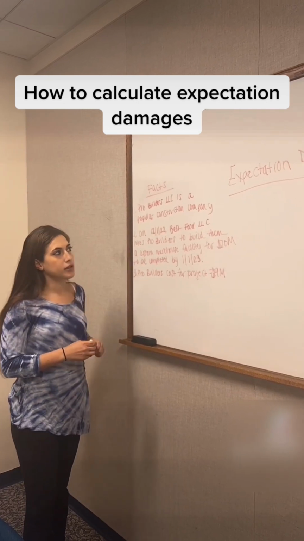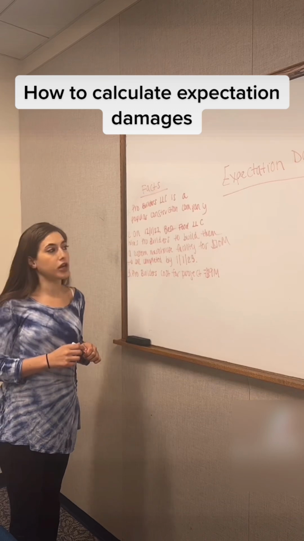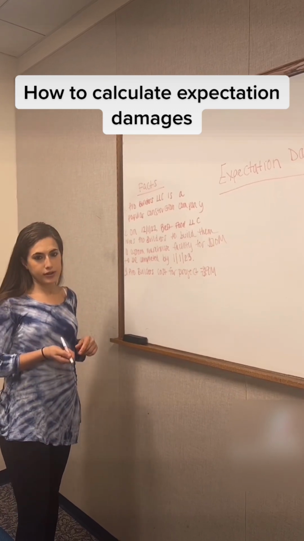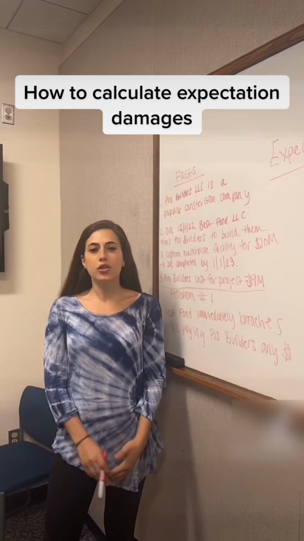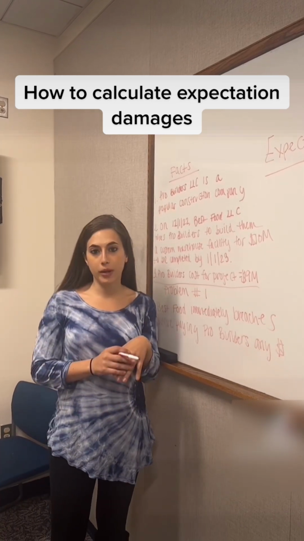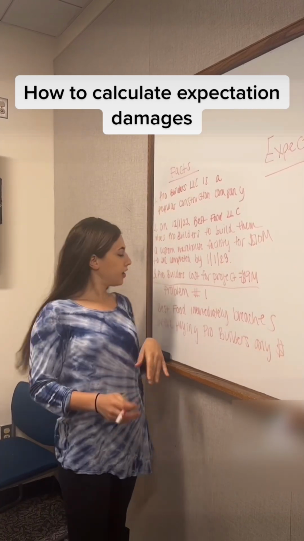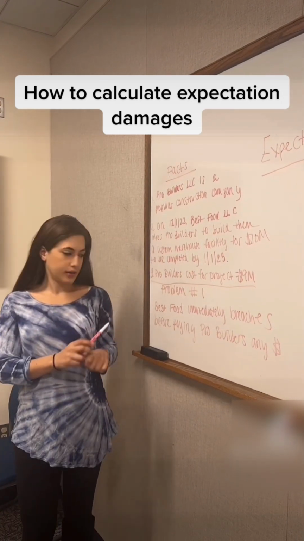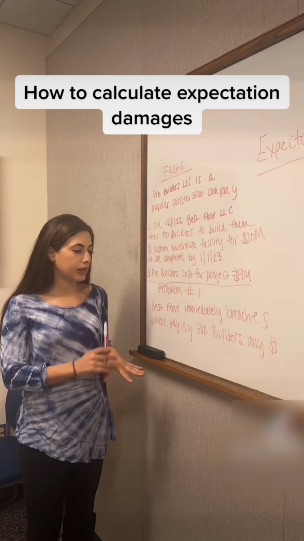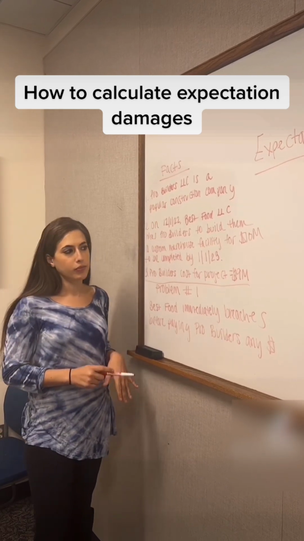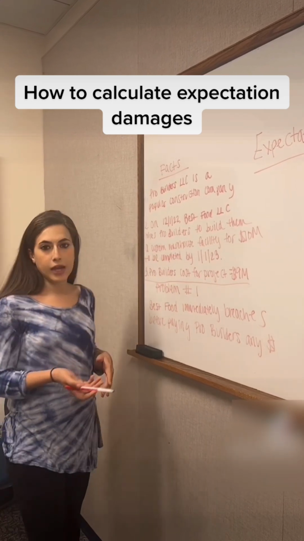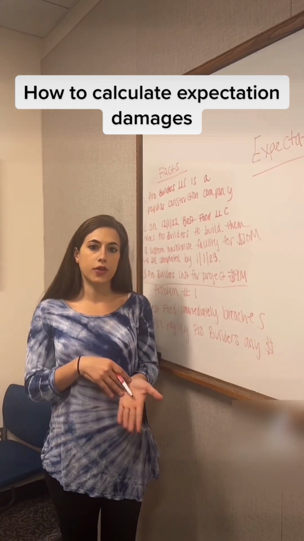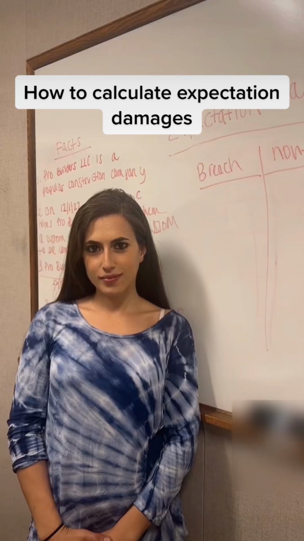So we are going to use another set of facts to try to determine expectation damages and reliance damages for this situation. For the first problem, we're going to determine expectation damages. In this case, Best Food immediately breaches the contract and they have not paid any money to Pro Builders whatsoever. So in order to calculate expectation damages, we need to make it as if the contract was fulfilled the way it was supposed to be.